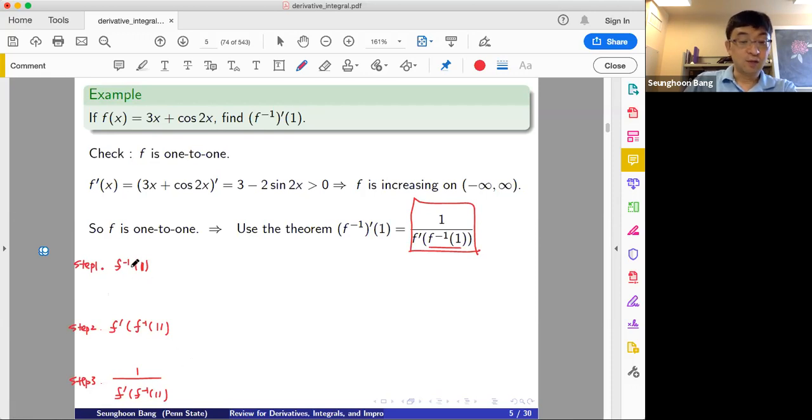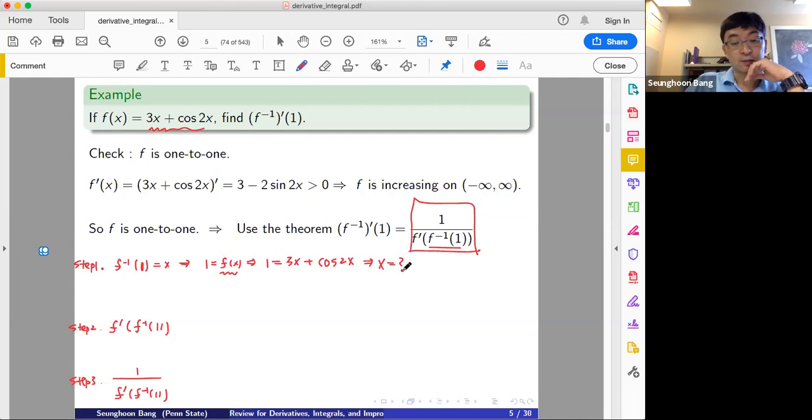For step 1, inverse f of 1, we don't know, so we write it as unknown x. This is equivalent, using the definition of the inverse function, to inverse f of 1 equals x, which is the same as 1 equals f of x. This f of x is the original function, 3x plus cosine 2x. So 1 equals 3x plus cosine 2x, and you need to find x.